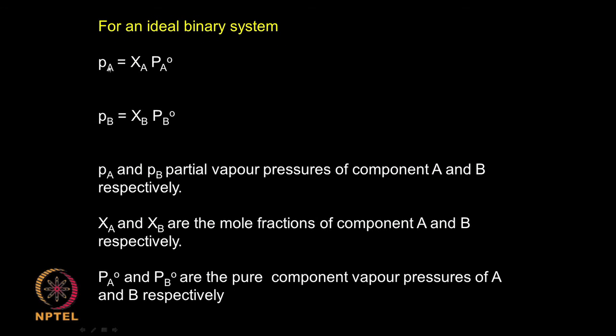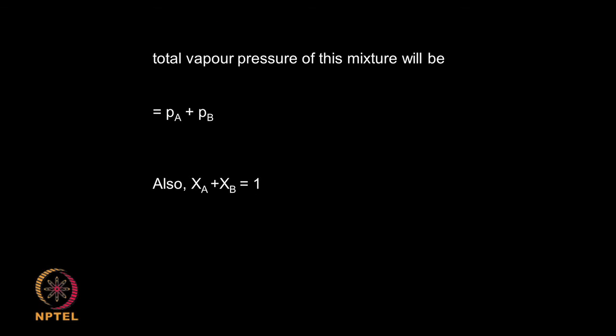Raoult's law is: the partial pressure Pa of A is equal to Xa, the mole fraction of component A, multiplied by Pa naught, that is the pure component vapor pressure of A. Similarly, Pb is equal to Xb Pb naught. If there are only two species, then Pa plus Pb will be equal to the total pressure, and Xa plus Xb will be equal to 1, because there are two species. So, this is Raoult's law: the partial pressure Pa is equal to Xa, the mole fraction of component A, times the pure component vapor pressure. For an ideal mixture, the total vapor pressure will be Pa plus Pb and Xa plus Xb is equal to 1.